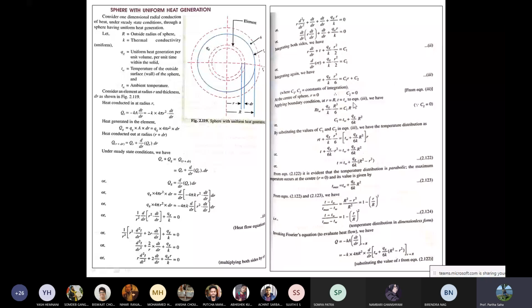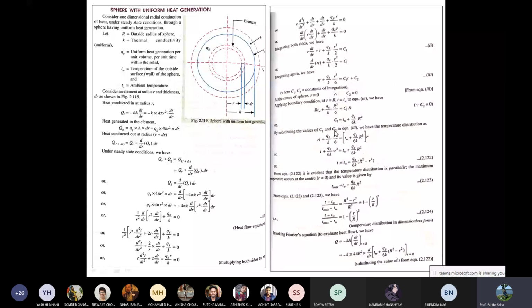Now at the center of the sphere, r equal to 0, C2 becomes 0. And at the appropriate boundary condition at r equal to capital R, T equal to Tw. We get R Tw plus qg/k R cubed by 6 plus C1. So C1 is this term, Tw plus qg/6k R. So you get the values of C1 and C2.